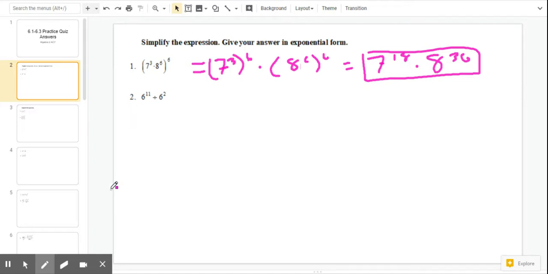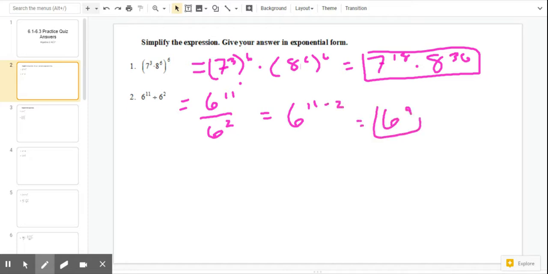All right, so then we have division. So 6 to the 11th, I'm going to rewrite this in a way that I think we're more familiar with. The same thing as this. So 6 to the 11th over 6 to the 2nd. So that is subtraction. So 6 to the 11 minus 2, which is 6 to the 9th.